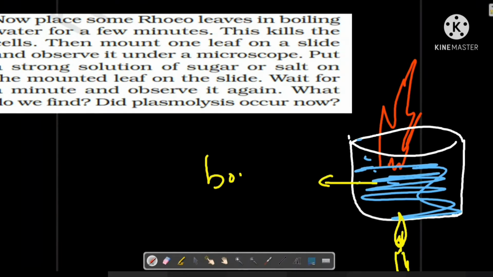This is boiling water. After boiling the leaves inside water, then you have to repeat the experiment. Then what will happen? That is the question.